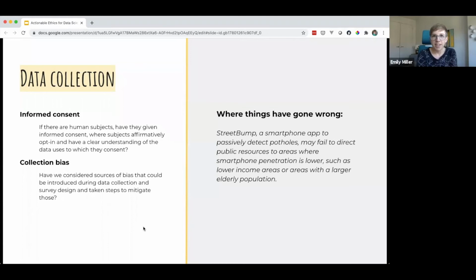So where have things gone wrong in data collection? I want to return to collection bias and talk about passively collected data, because it can be a bit harder to spot collection bias in passively collected data, but it's just as important.